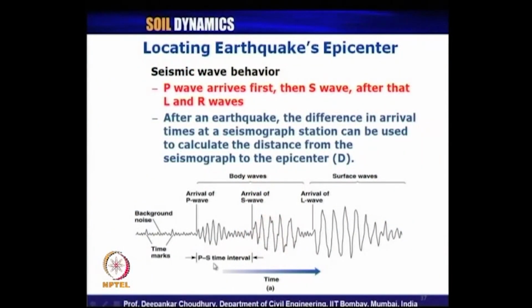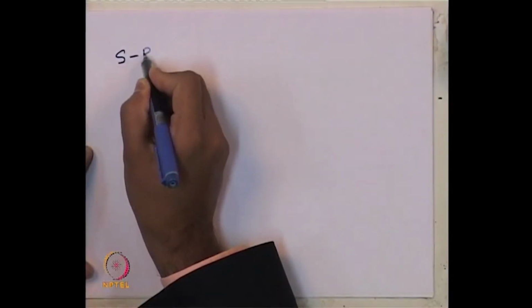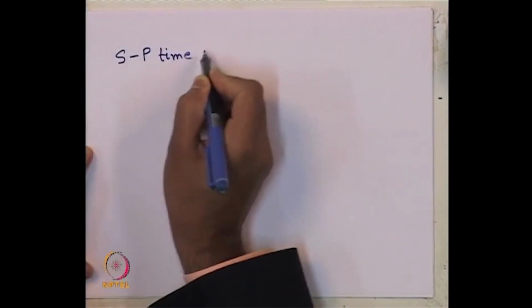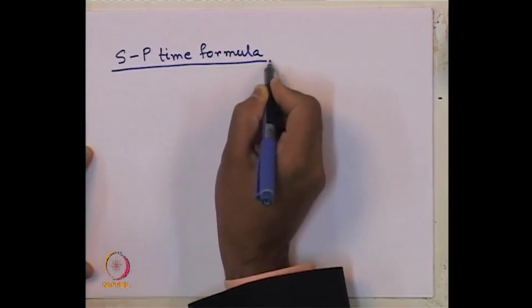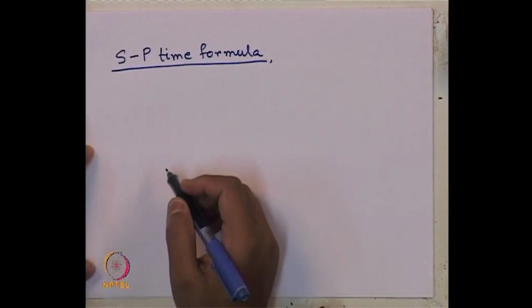So their arrival times we can get from the stations or this seismograph. And then of course the Love wave and Rayleigh wave keep on coming and getting recorded. We are concentrating on this aspect, the time difference between the P wave and S wave. How can we make use of this? By using the S minus P time formula, we can locate the distance of an epicenter.